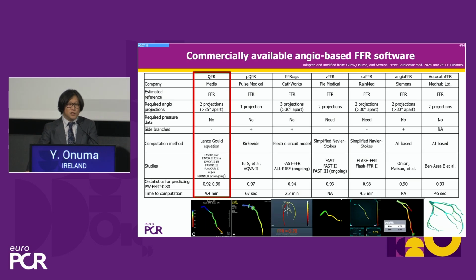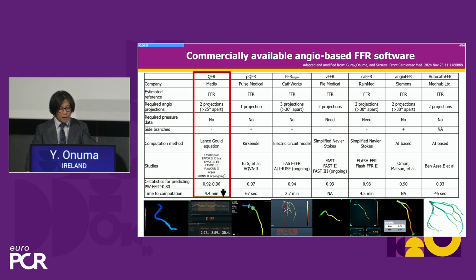So this is the list of the commercially available angio-based FFR software. QFR is one of the first software developed. The software requires 2 angiographic projections at least 25 degrees apart. The software was validated and studied in multiple clinical trials. Time to computation was initially reported as 4.4 minutes, but with the newer iteration of the QFR software, the computation time is substantially reduced.